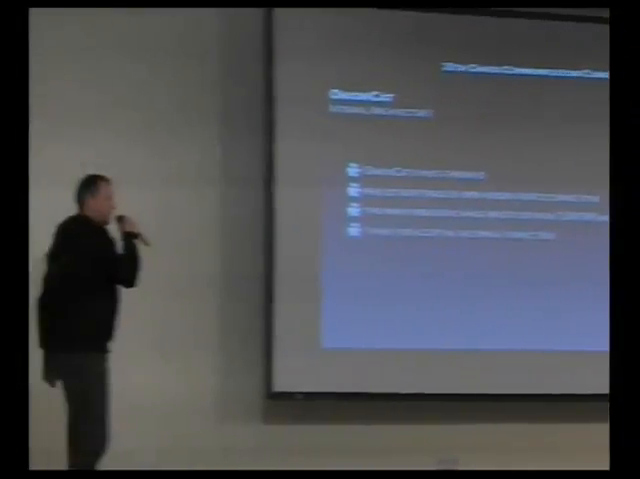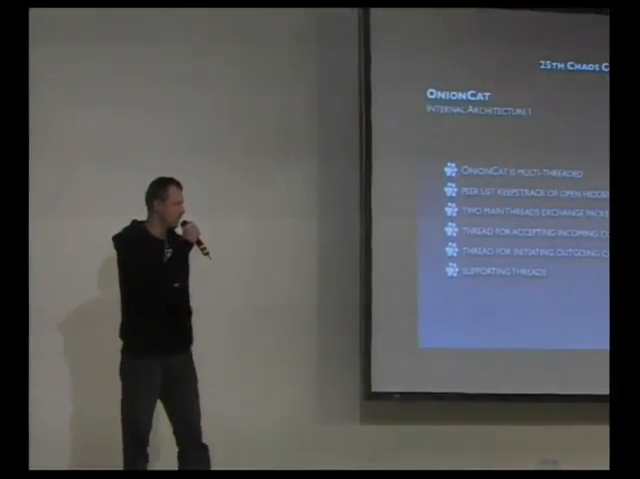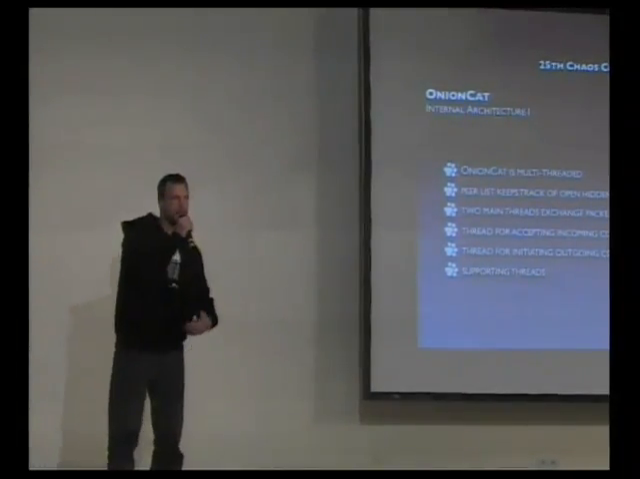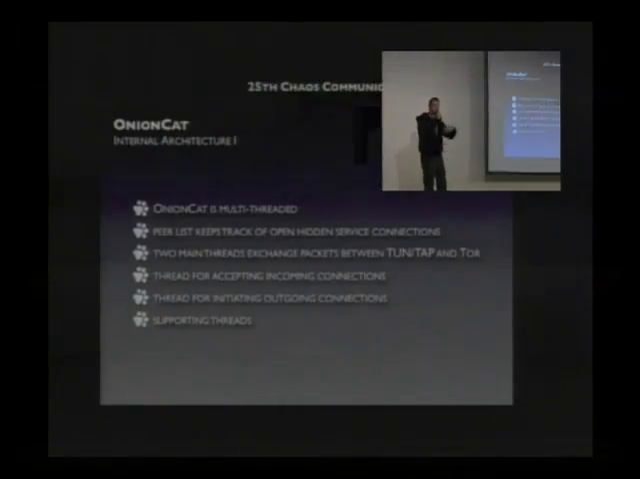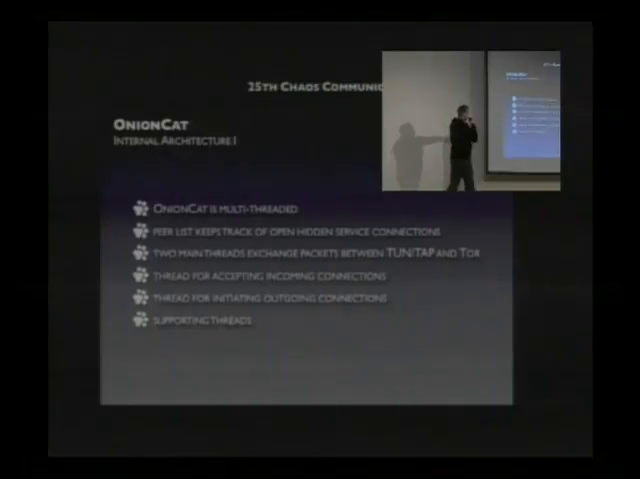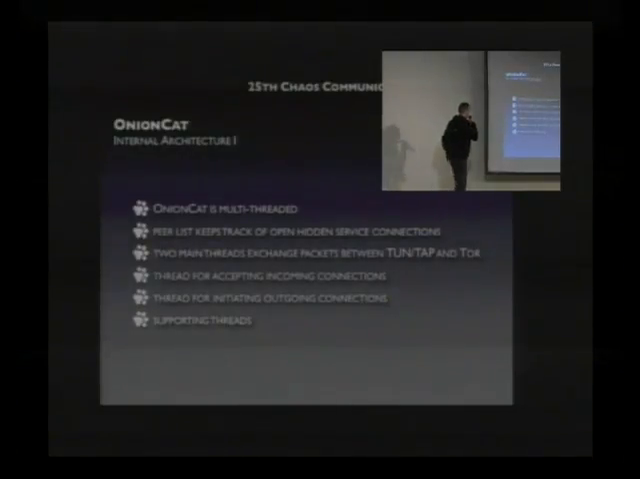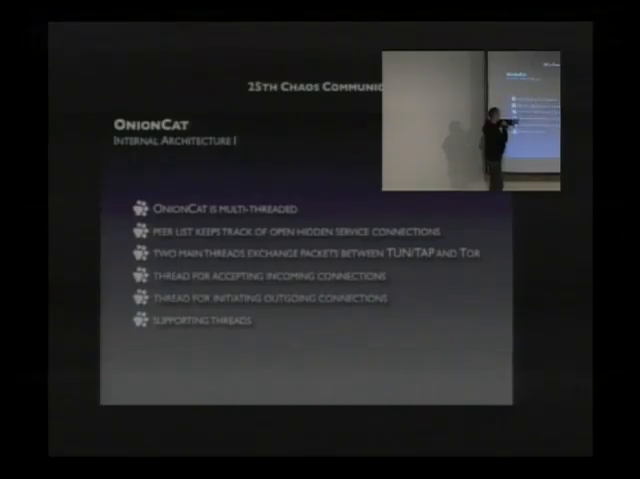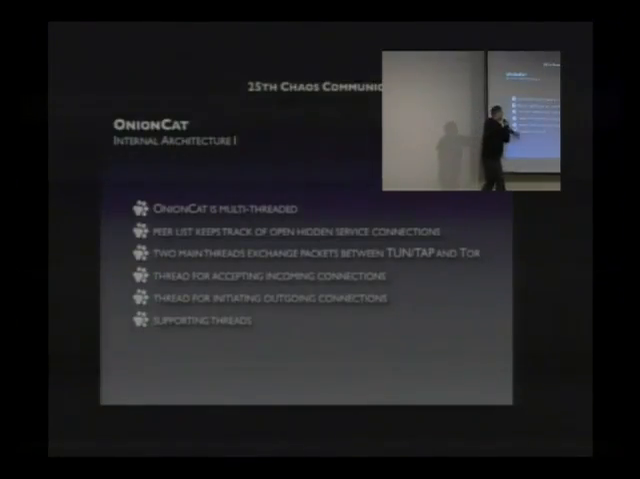Okay, let's look a bit into details of OnionCat. It's a multi-threaded application. The most important thing is there is a peer list. We keep track in this peer list of which hidden services are currently connected, which IP addresses are assigned to them, which Onion URLs and all that stuff. Then there are two main threads which are doing the data exchange, one on the receiving side and one on the sending side. Then there are two threads for accepting incoming and initiating outgoing connections. And last but not least, there are some supporting threads around.